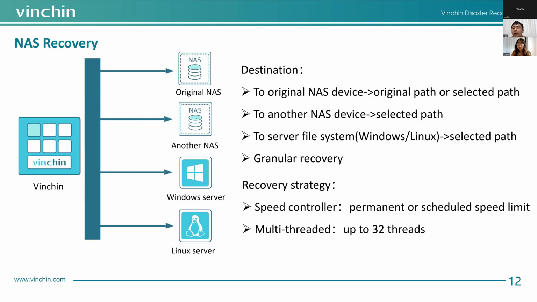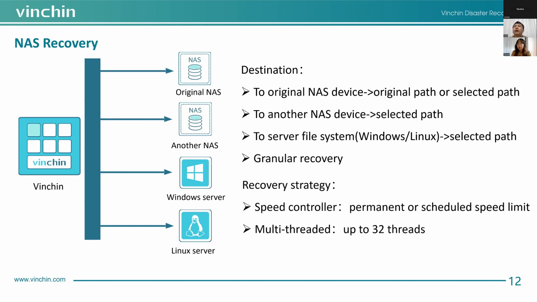As for recovery, Vinchin provides a flexible destination. You can restore to your original device with the original path or a selected path. You can also restore to another NAS device. And apart from NAS devices, you can restore your files or folders to a Windows or Linux file system. And the recovery is based on granular level, so you don't need to restore all the files, but just some critical files that you want to restore.